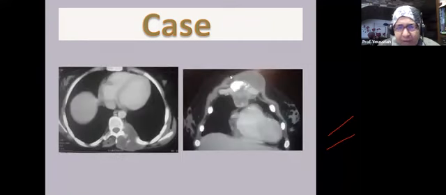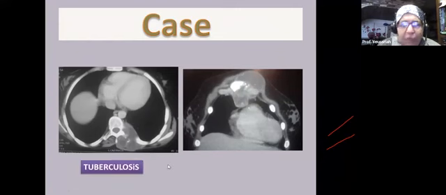This is another case of tuberculosis in a female patient. As you can see, there are extensive tuberculous abscesses related to the sternum, and in the paraspinal region and chest wall. There are extensive chest wall abscesses due to tuberculosis. This also definitely suggests that this patient's immunity is markedly impaired.